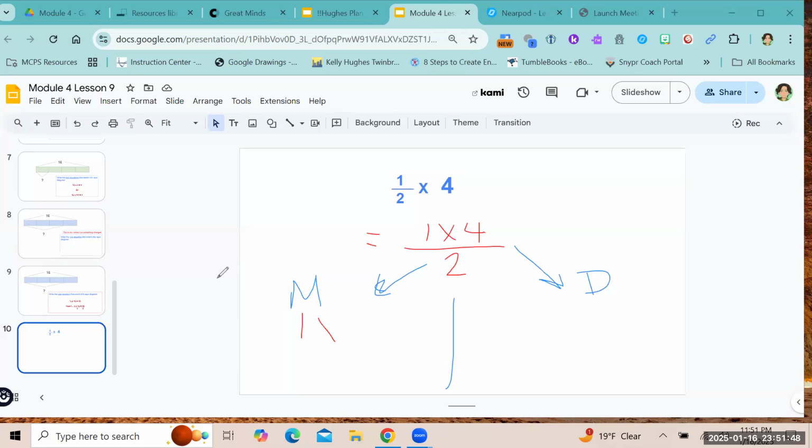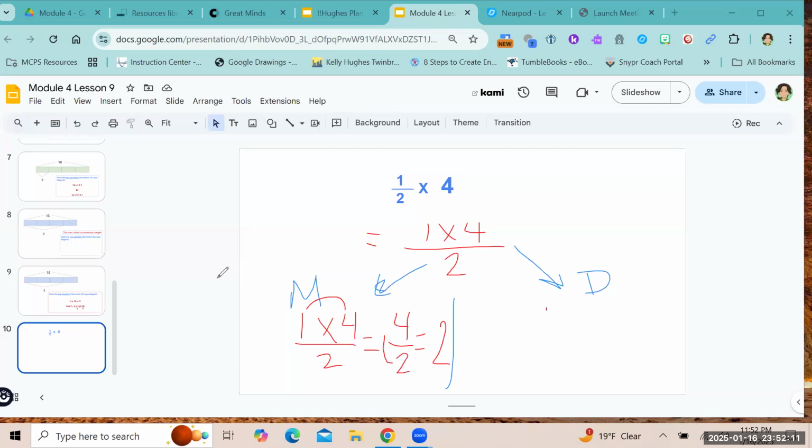If I have 1 times 4 divided by 2 and I multiply first, that means I'm going to do the 1 times the 4 first, and I'll be left with 4 halves, 4, and then I will divide second, and my answer is 2. Okay? So I multiplied in the numerator first, and then I divided.